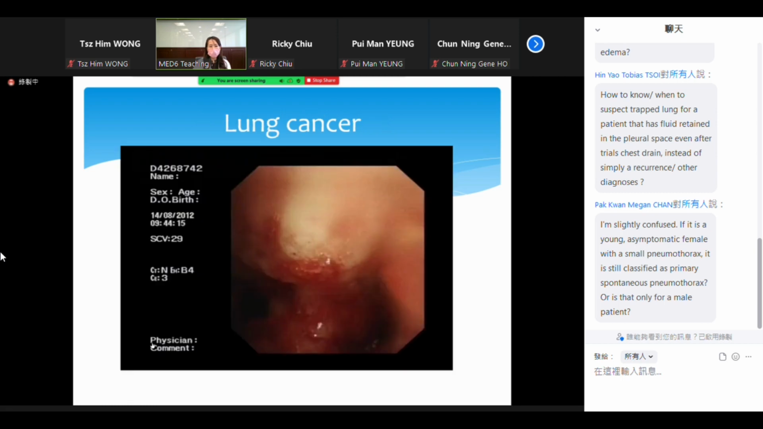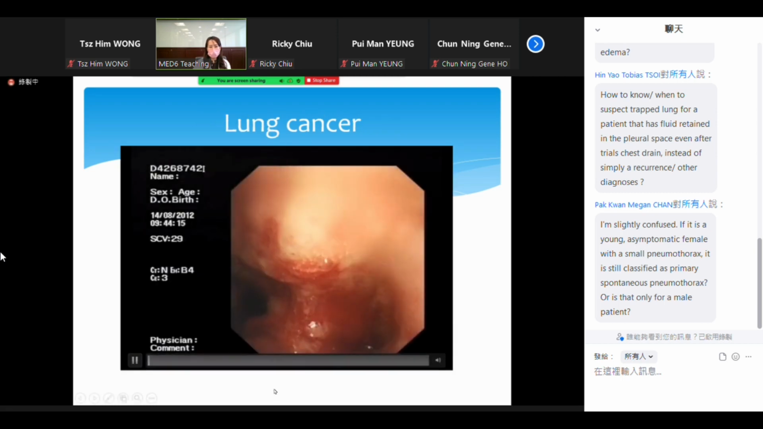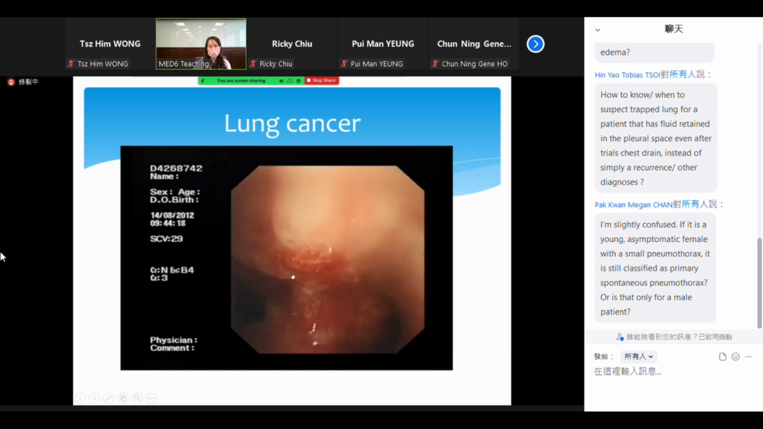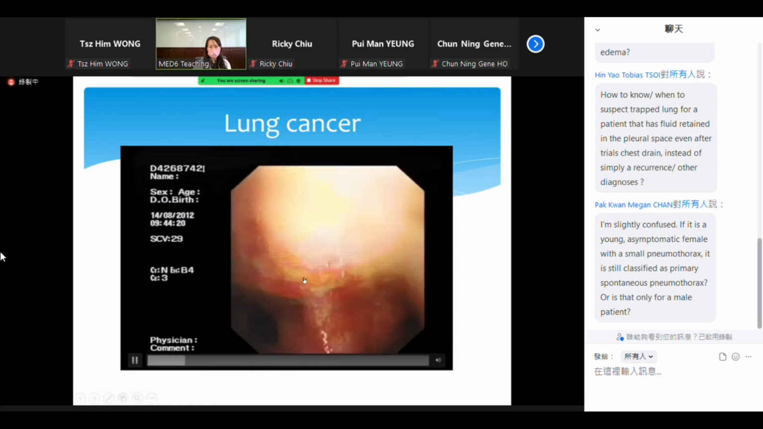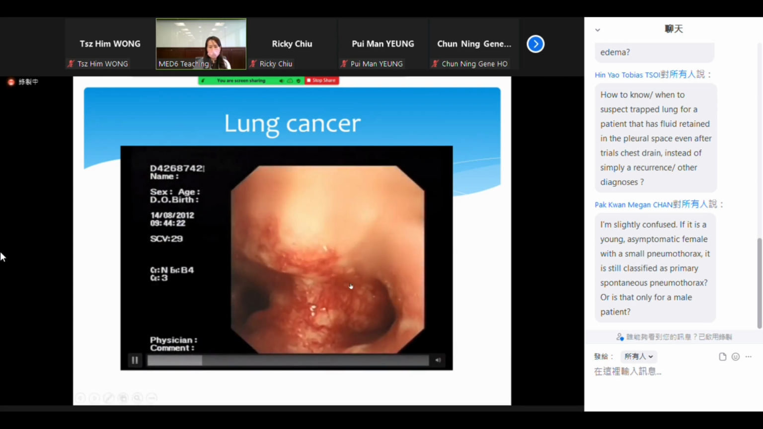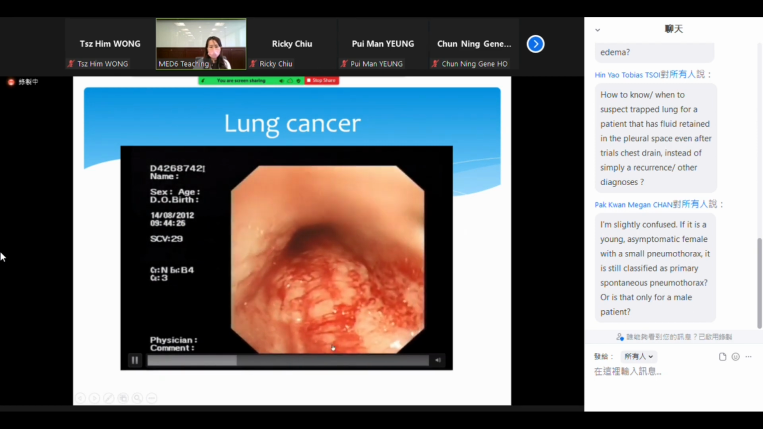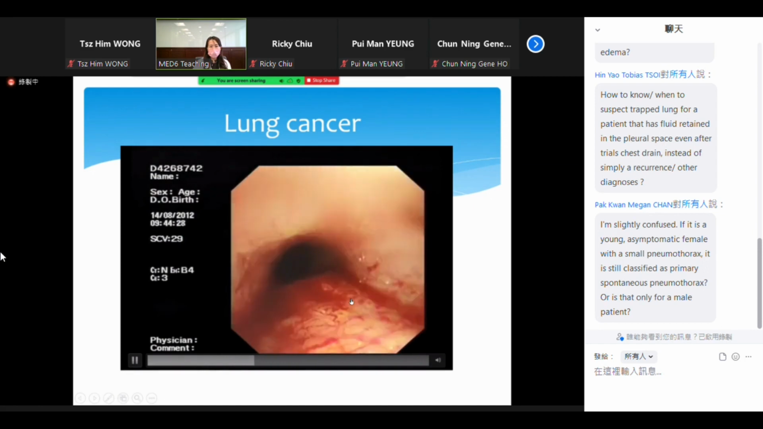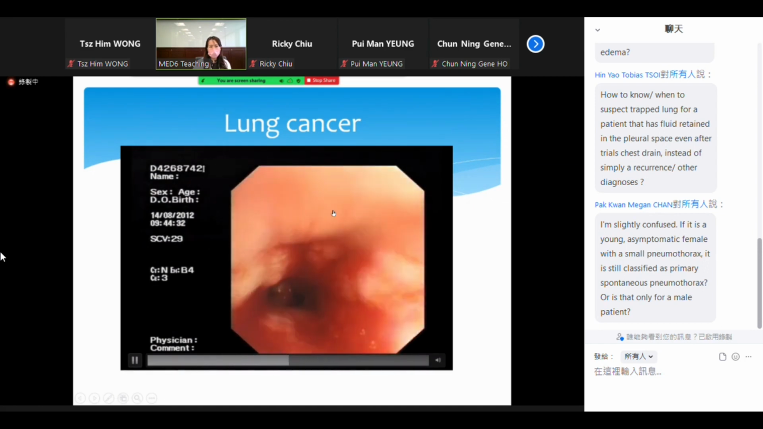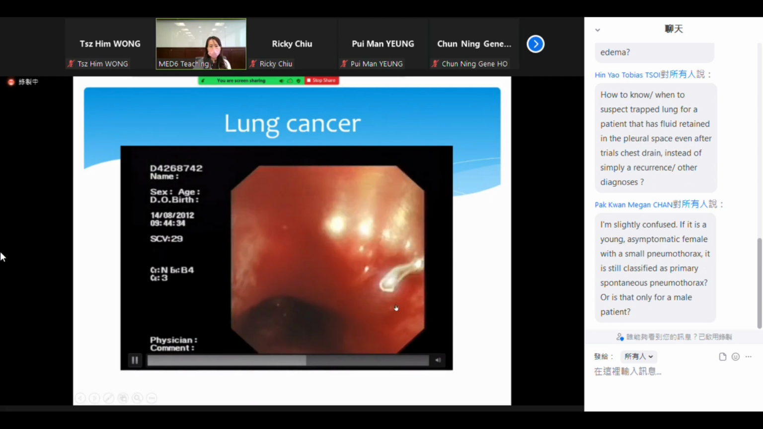So this is a video showing a patient with lung cancer. So this is the carina. You can see the mucosa of the carina is very abnormal. This is the left main bronchus. You can see the tumor is partially obstructing the left main bronchus. So all this mucosa is swollen and abnormal.